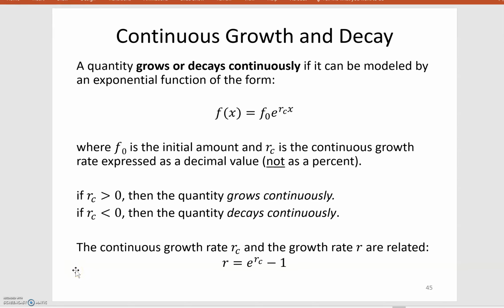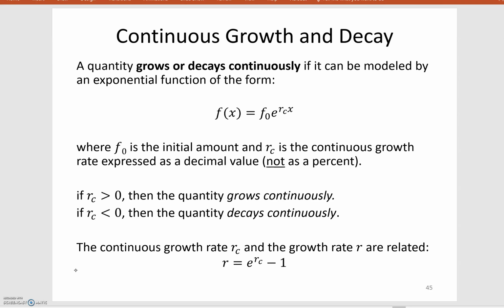So in our last video, we introduced the idea of continuous growth, specifically in a financial context. But what we're going to talk about now is just the general idea of continuous growth and decay, not limited to financial context, but just to any sort of problem. So a quantity grows or decays continuously if it can be modeled by an exponential function of this form, which is basically the same as the financial model we looked at a moment ago. It's just sort of relabeled.